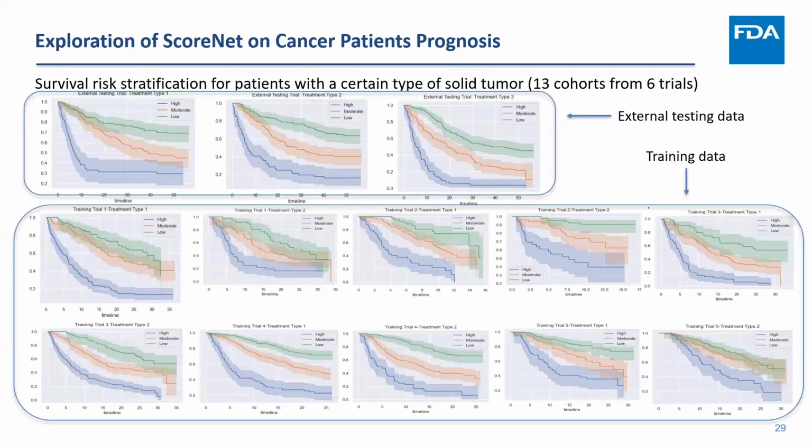This is one of the applications of the ScoreNet, and we have 6 trials, and this is a solid tumor FDA data set. You can see, based on the time of the trial, we hold out the latest trial, which is an external testing data set. And we use the first 5 trials as training data. We want to build a scoring rule to predict the prognosis of the solid tumor.